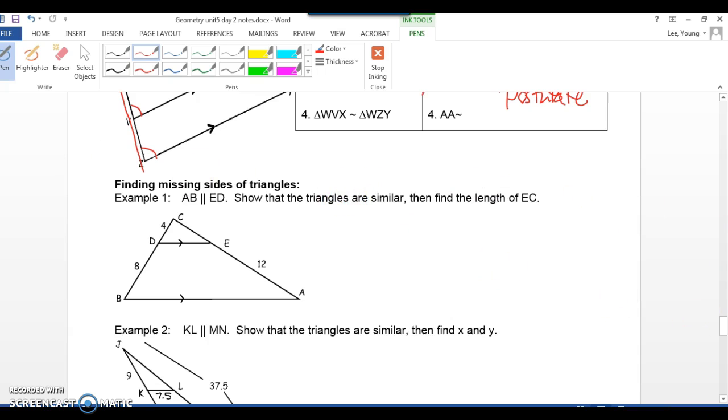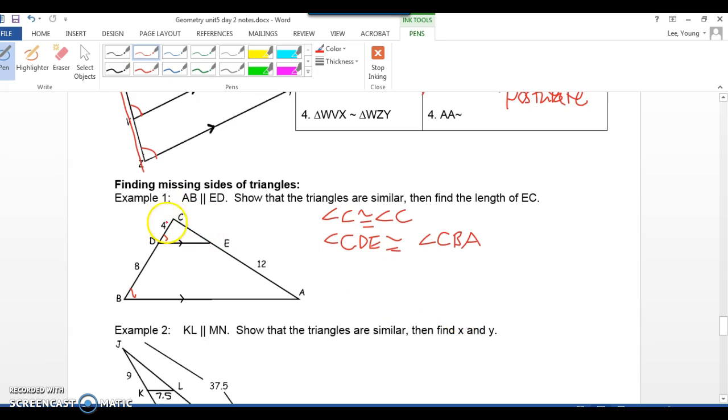Now find the missing side of the triangle. Lines AB and ED are parallel. Show that the triangles are similar, then find the length of EC. We don't really need to show that the triangles are similar because we know that angle C is congruent to angle C by the reflexive property, and angle CDE is congruent to angle CBA because they are corresponding angles. We just did it in the previous question, so we know that these two triangles are similar. Then, how do you find the length of EC?